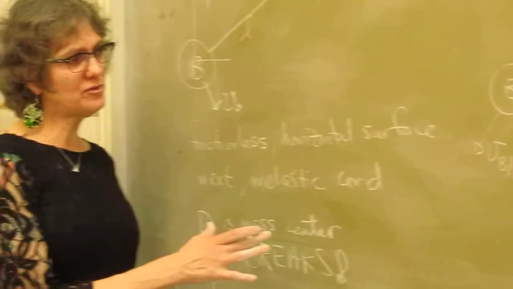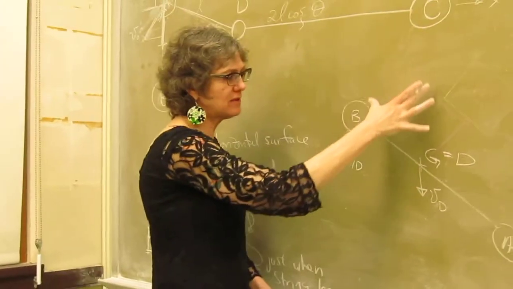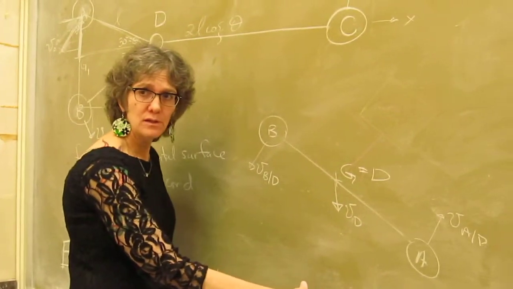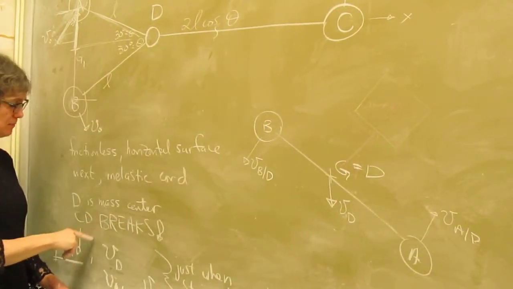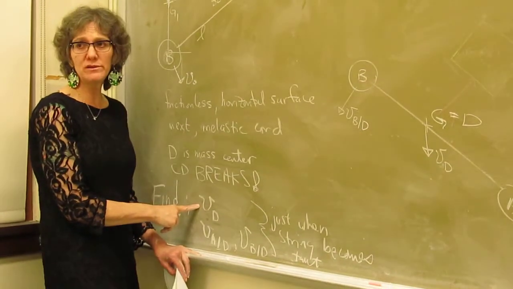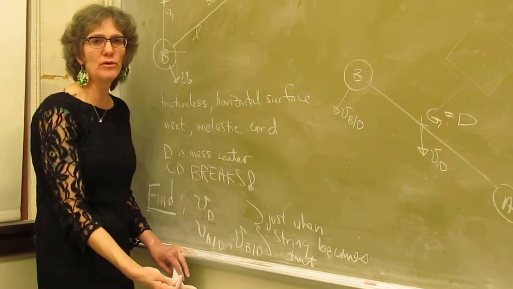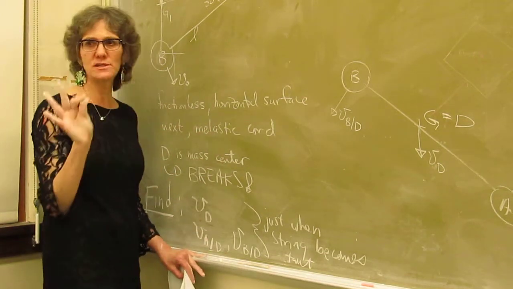Okay, so now the situation is the cord is taut. The whole system is moving down with the velocity of VD, because remember we calculated that in part 1. We were asked what's the velocity of the ring D, and the ring D is the mass center, and that's just going to be going down with that constant velocity because there are no forces that are changing it.